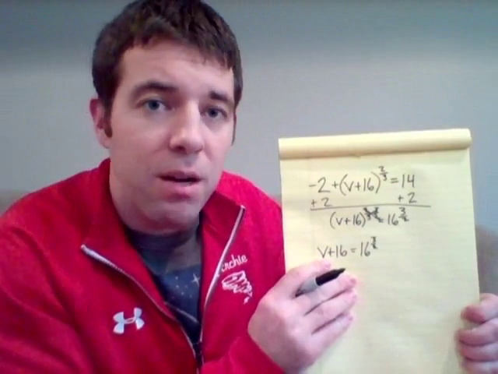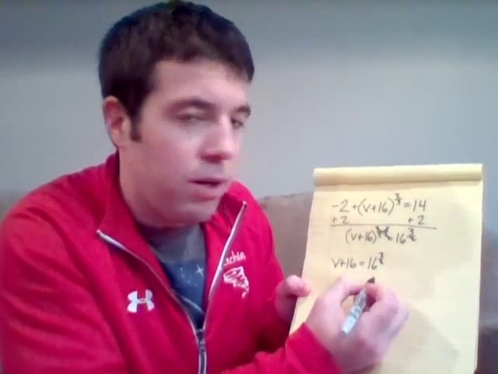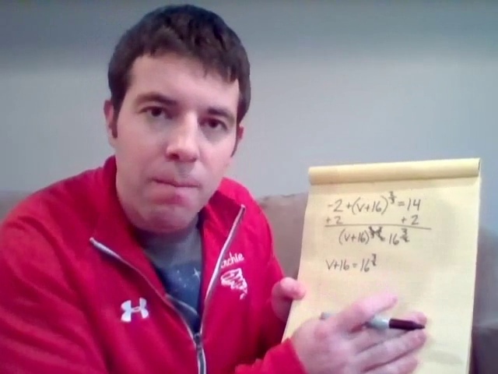Okay, now from here, we actually have to figure out what is 16 raised to the 3/2. So remember, numerator stays as an exponent, denominator goes out front, and so now I've got v plus 16 equals, remember, the 2 is out front, it's just a radical, radical 16 cubed.